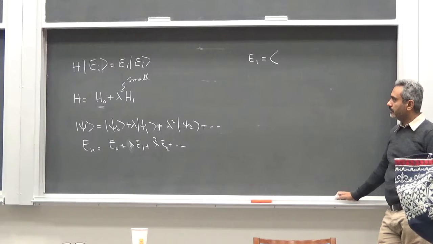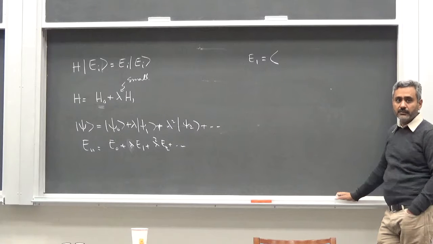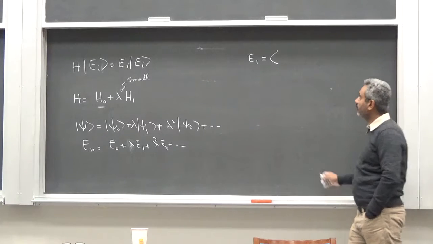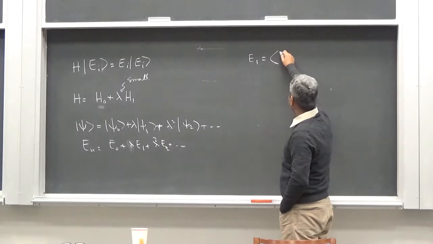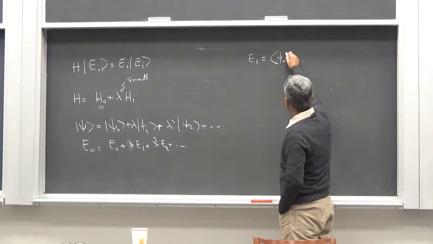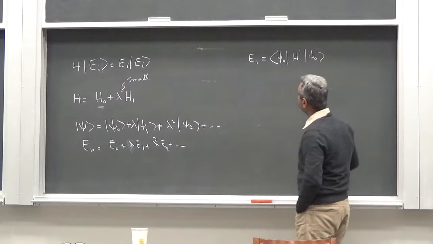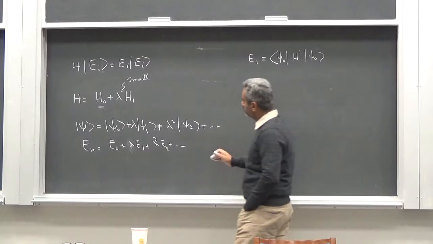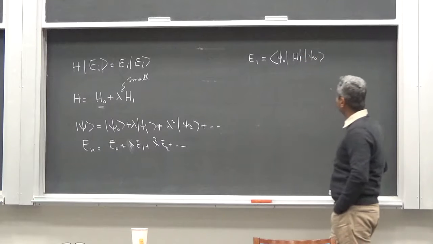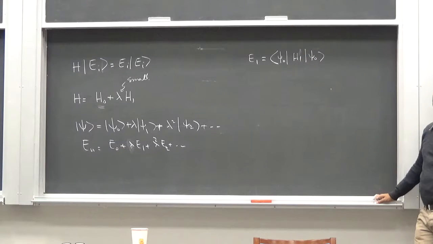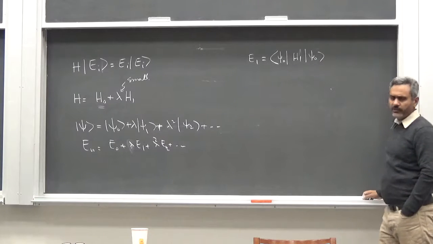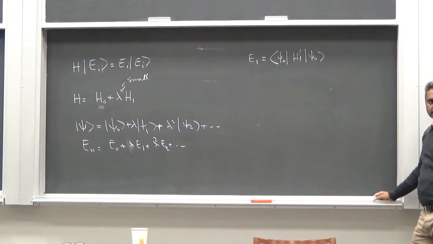The expectation value of the perturbation in the unperturbed state. Right. So this would be psi 0, H1, psi 0. Where did lambda go? Let's do first order.